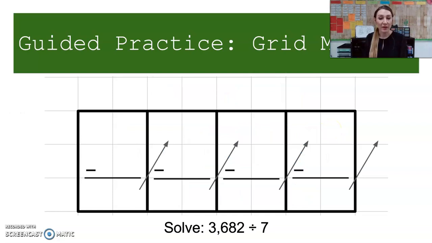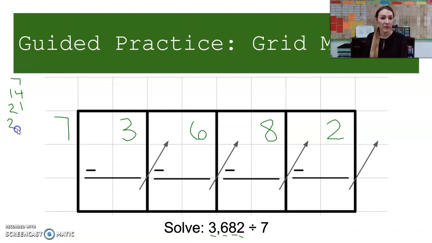All right, our last problem asks us to solve 3,682 divided by 7. So because I have 1, 2, 3, 4 digits, I need 4 boxes. And I'm going to break this up by place value. So a 3 in my thousands, 6 in my hundreds, 8 in the tens, 2 in the ones, and I'll put my divisor outside. So I'm going to start by listing my multiples of 7. Again, just adding that 7 repeatedly.